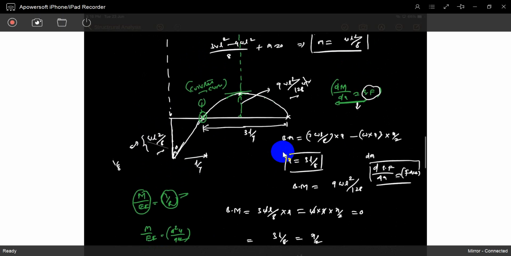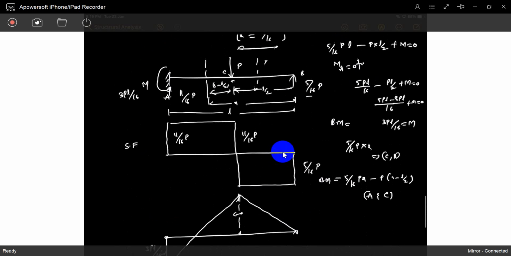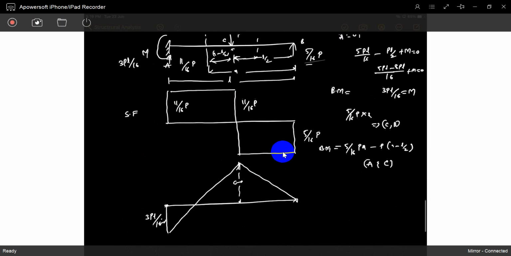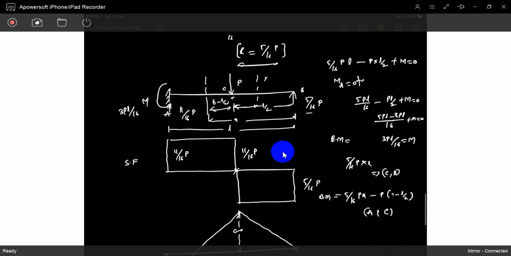Main outcome. I missed it last class. The main outcome is where it has the maximum bending moment. So it has a bending moment of 9 by 128, 1 by 8. 1 by 8 is the maximum. You already know it. So in this also, I am interested in what this value is. Exactly where the shear force is 0. Shear force is changing sign.